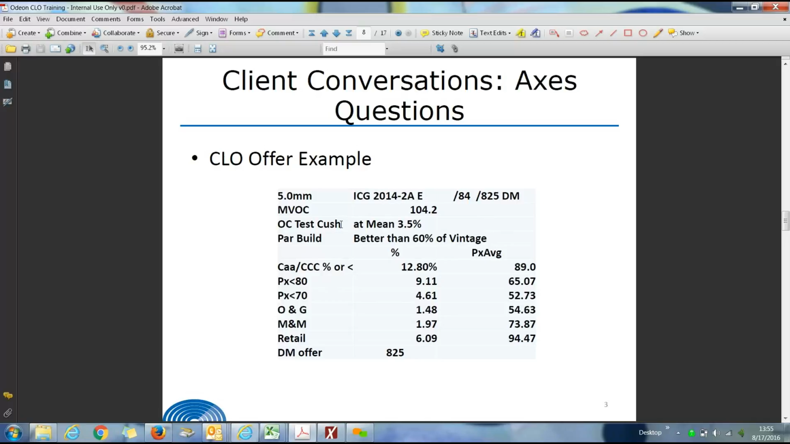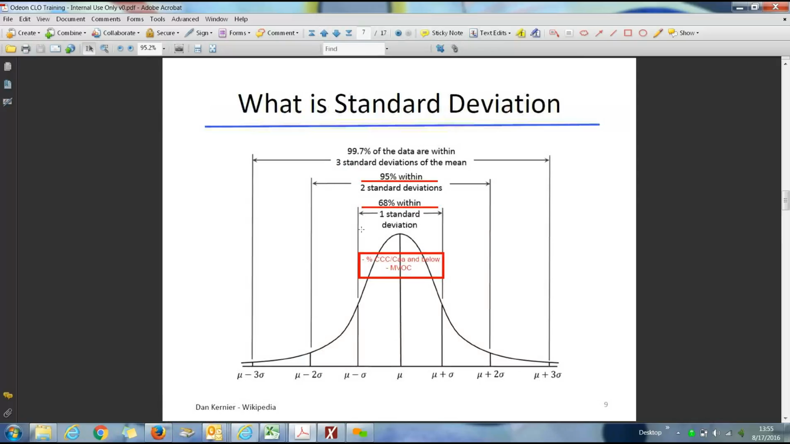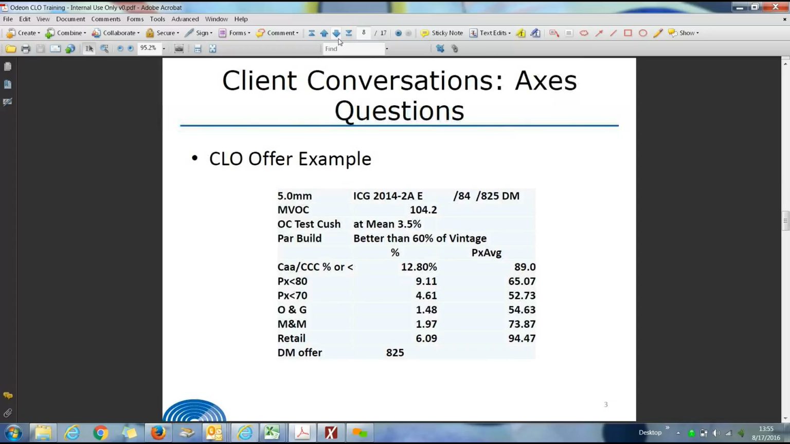The OC test that I talked about, what's the cushion? Well, it's at the mean. In other words, it's in the middle of that bell curve, and it's at 3.5%, okay? So it's right here. Now, is OC cushion, do you want to have more OC cushion or less OC cushion? You want to have more, yes, even if you're the equity, you want to have more, because otherwise you're going to get cut off soon. So this guy's at the mean.